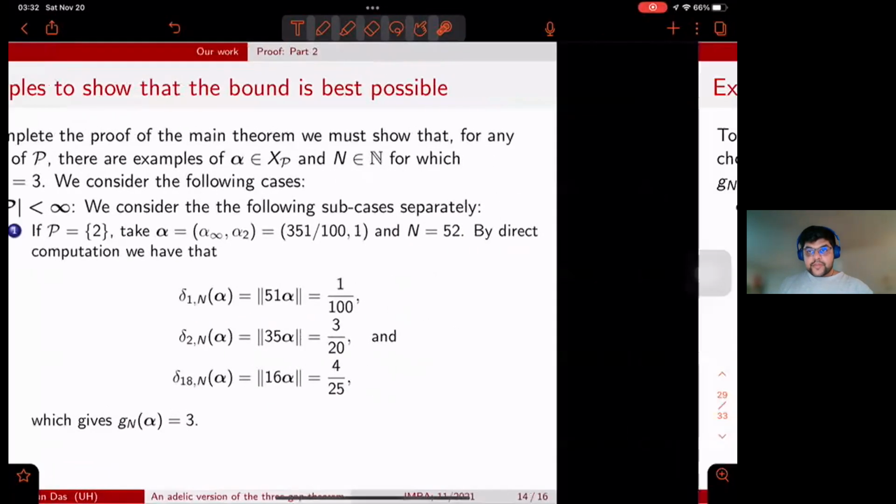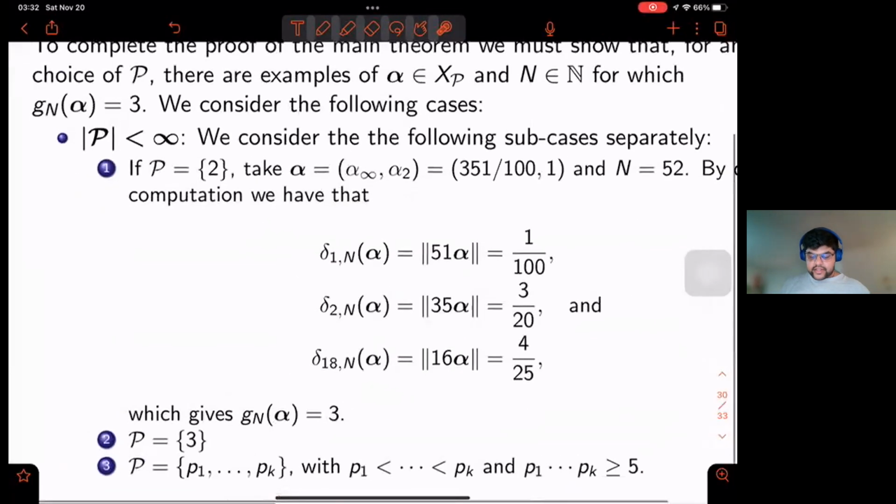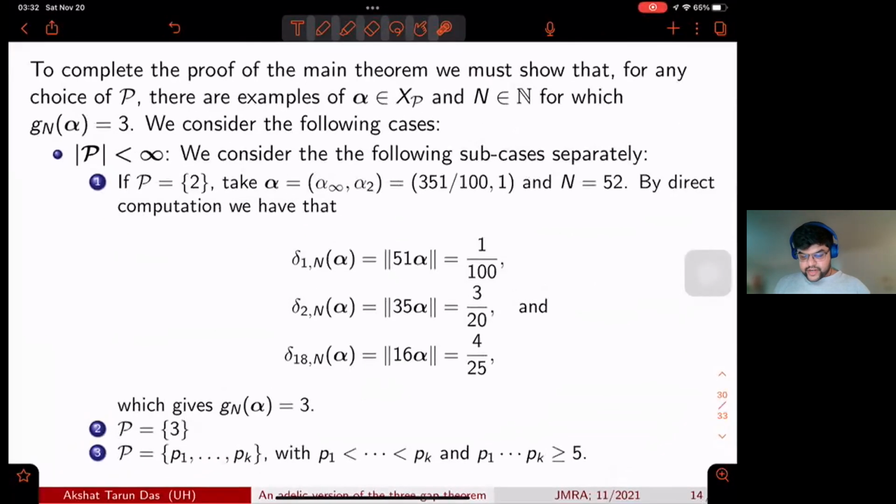The other 2 subcases are: the second one is that the set of primes P is the singleton set {3}, and the final one is that it is neither of the first 2. For these 2 as well, we have separate examples in our paper, but of course, I'm excluding those for the sake of time for now.